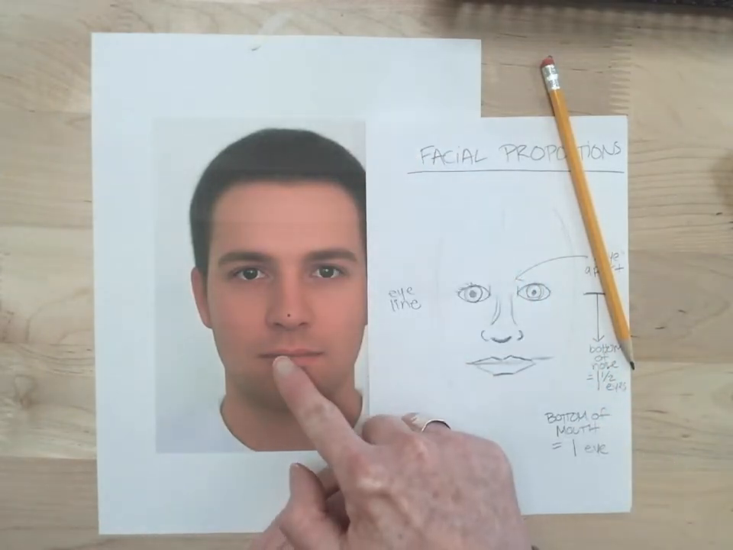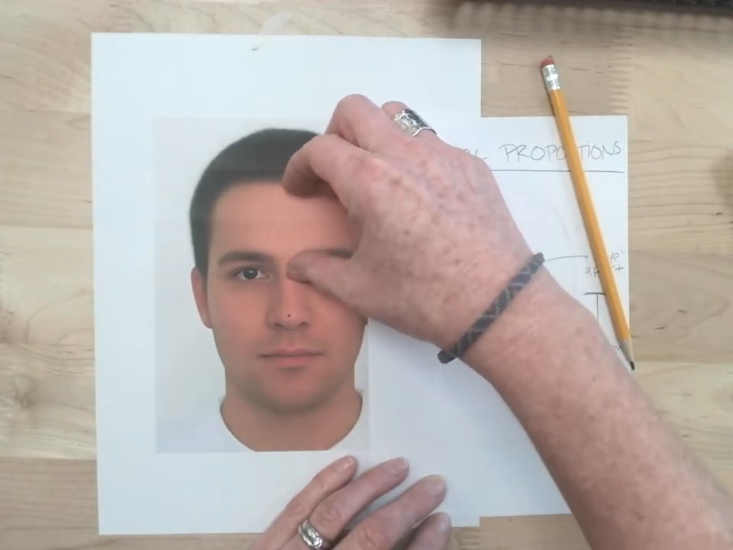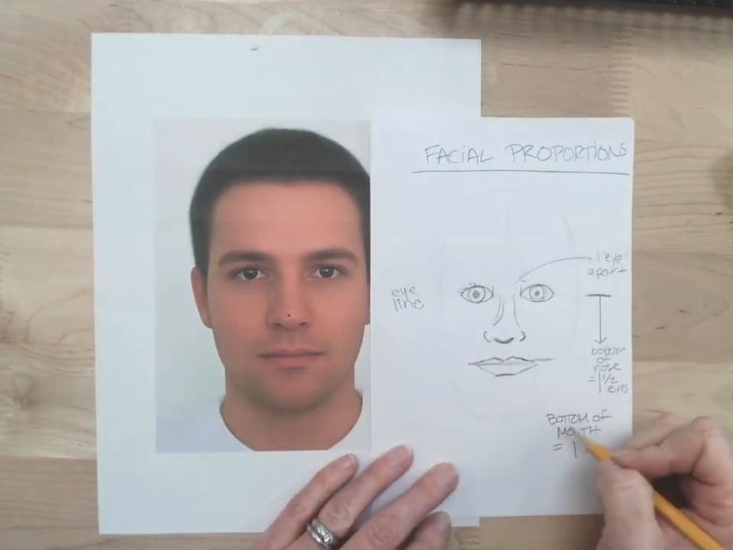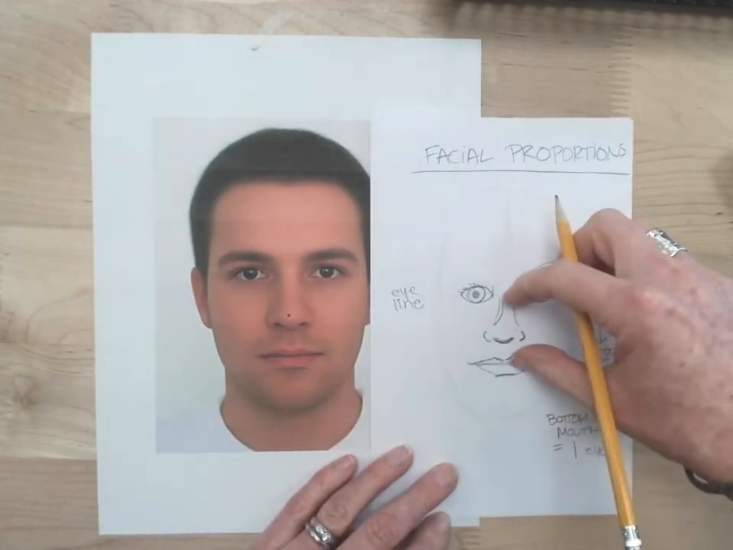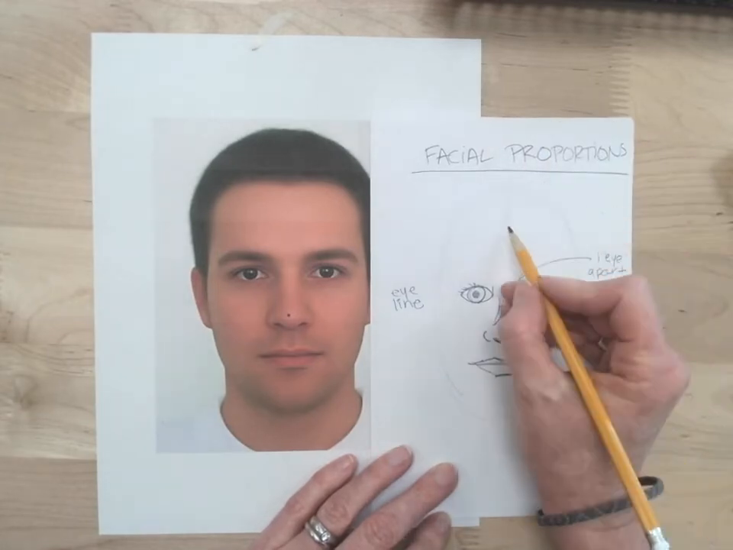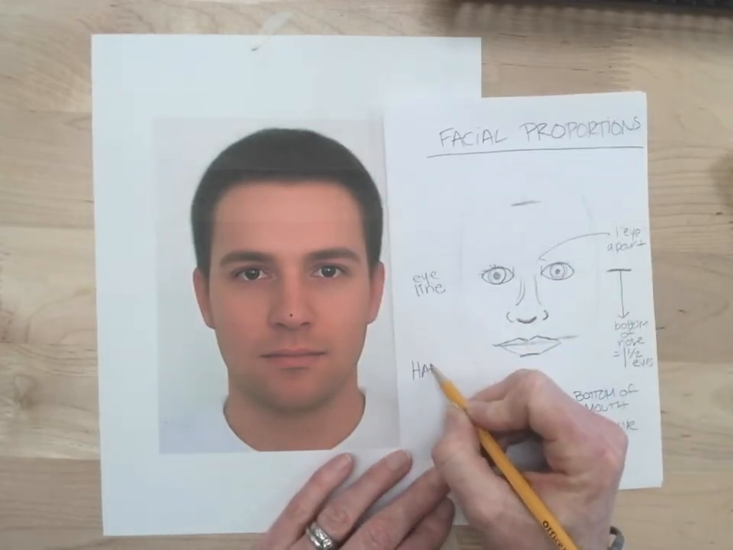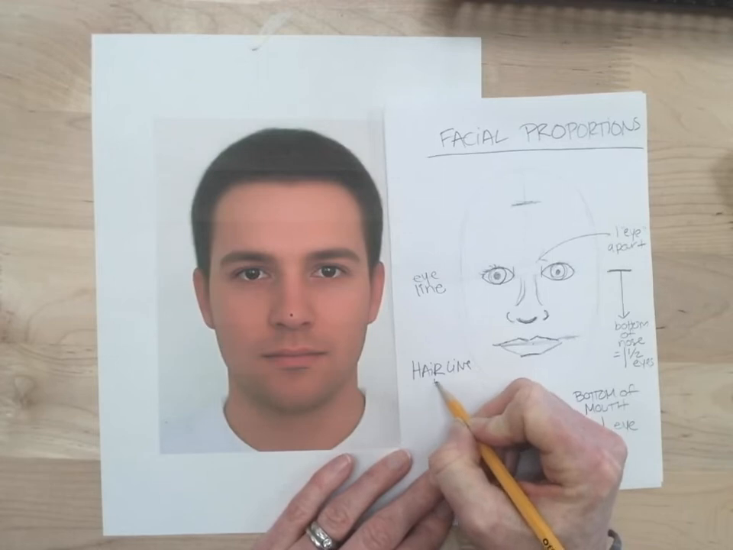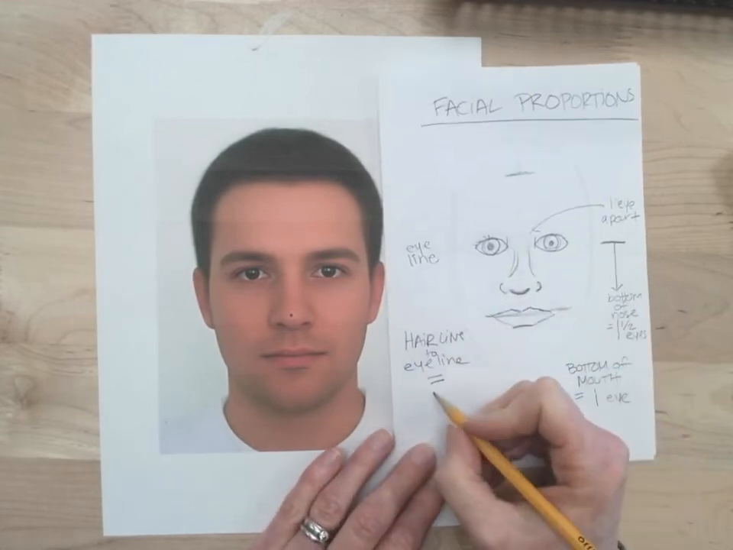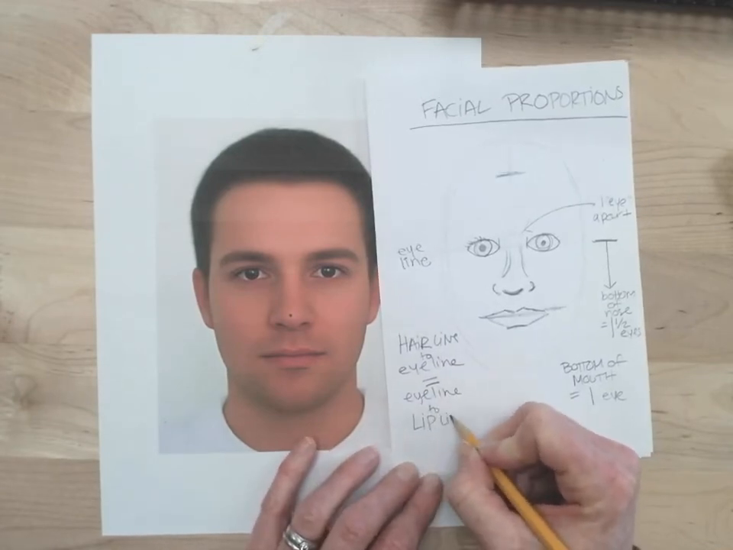Lip line, so where the lips come together, to your eye line is the same as the eye line to your hairline. Feel it on your own face. Take your hands and measure that on your own face and you'll be able to feel it. So from here, lip line to eye line is the same as eye line to hairline. I'm going to draw in his hairline right there. So I'm going to make a note of that. Hairline to eye line equals the eye line to the lip line.